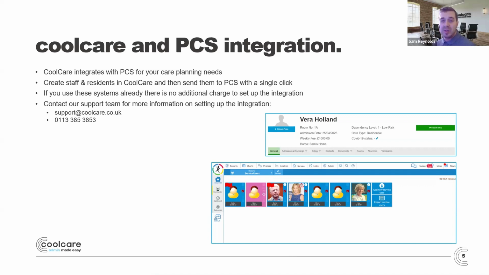With CoolCare being all about admin, that's why we have this partnership with PCS to provide care planning and link the two systems together. Essentially, the way it works is you can add staff and resident records onto CoolCare and then send them to PCS with the click of a button. We'll see it in a bit more detail.